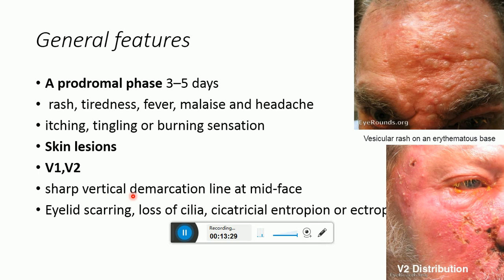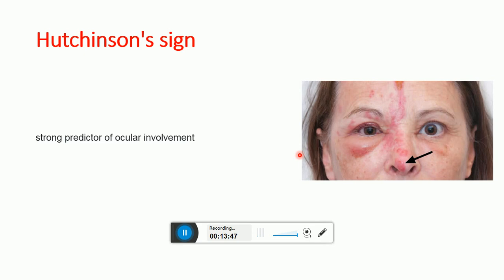There is a sharp vertical demarcation line at the mid-face, and there are eyelid scarring, loss of cilia, cicatricial entropion and ectropion. Hutchinson sign, involvement of the nose tip, is a strong predictor of ocular involvement.